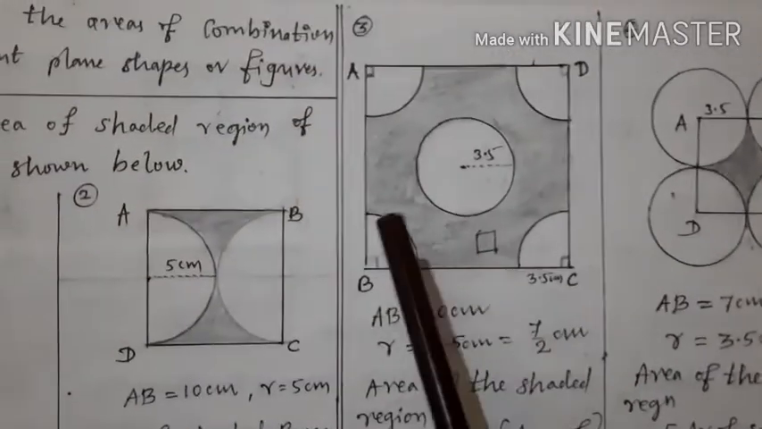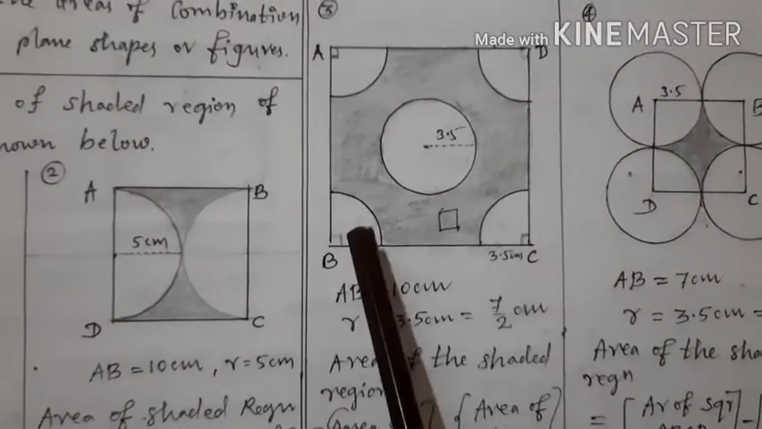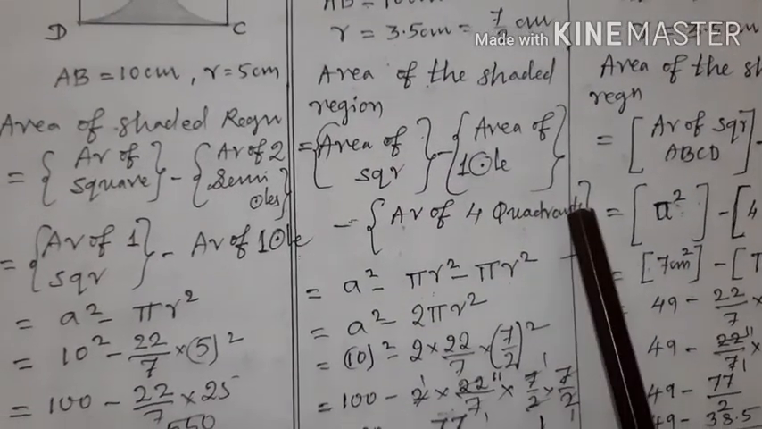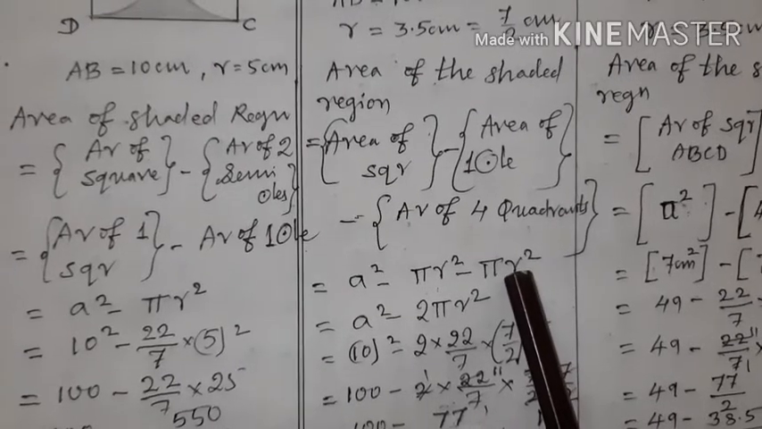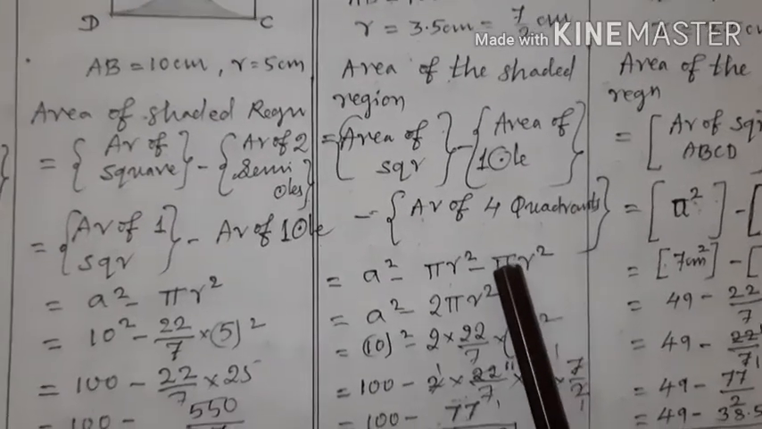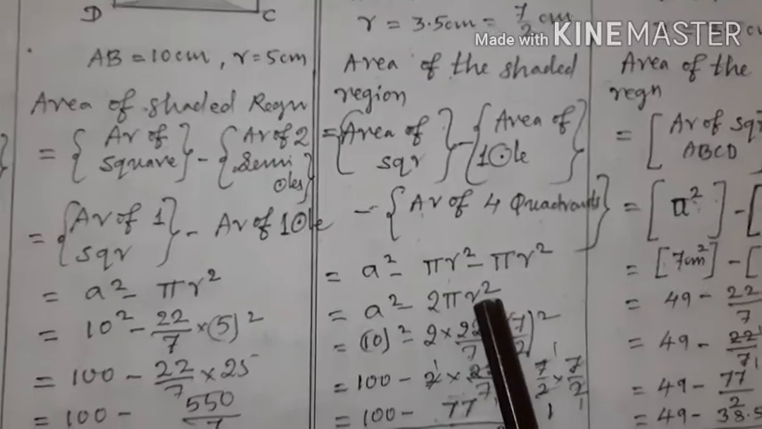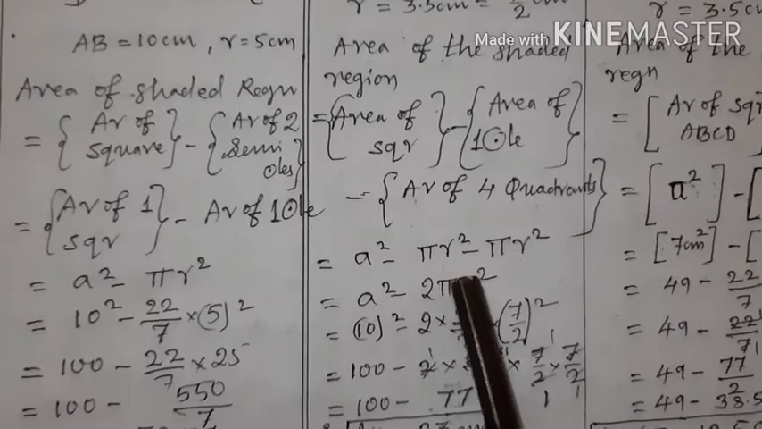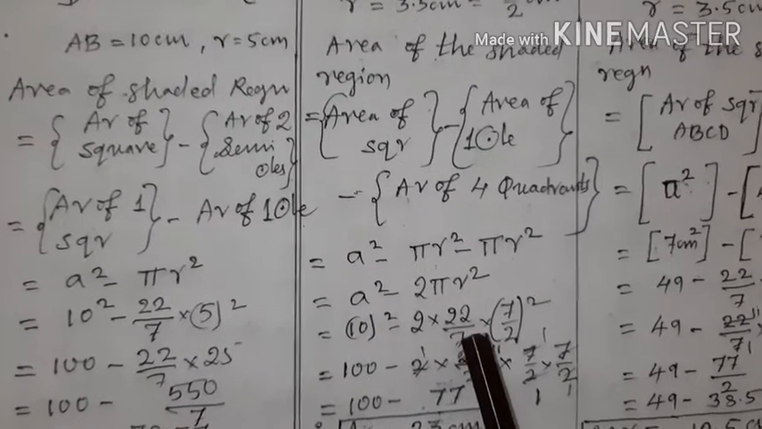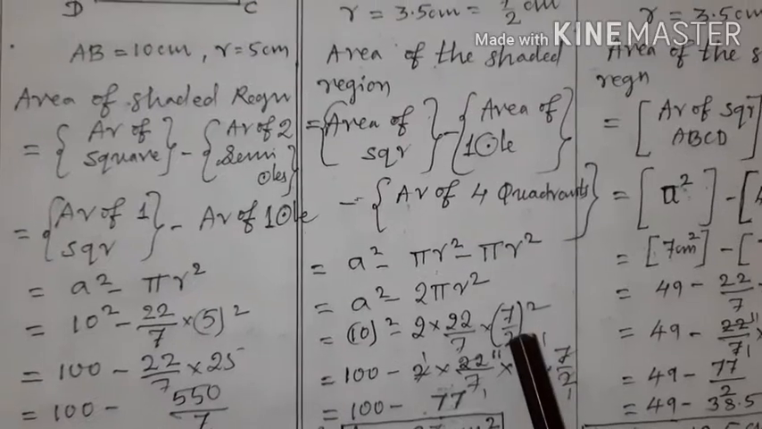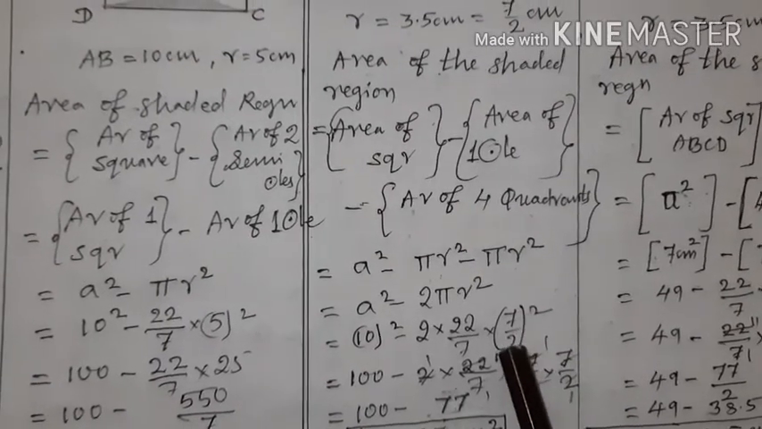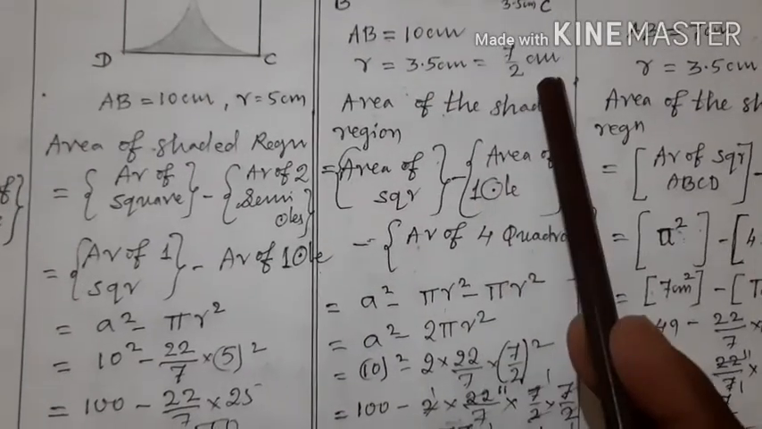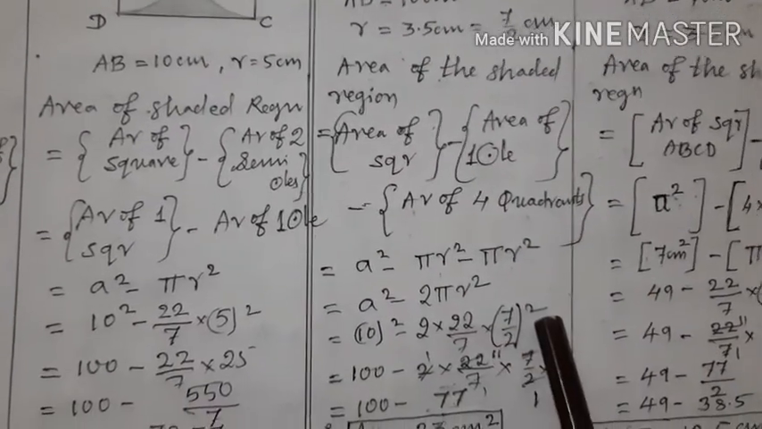Here, quadrants 1, 2, 3, 4 make one full circle. That is why I have taken area of 4 quadrants as one full circle, means πr square. Therefore, minus πr square becomes minus 2πr square. Let us substitute the values. Minus 2 into π means 22 by 7, into radius is 3.5 centimeter, but I can take it as 7 by 2, the whole square.